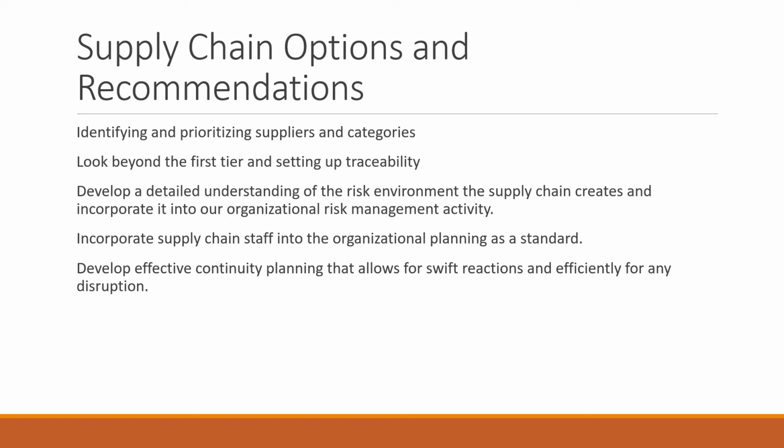The practice of analyzing impacts beyond the first tier is the practice of setting up traceability programs that have the ability to identify and trace the history, distribution, location, and application of products to ensure the reliability and sustainability claims. We can also develop a detailed understanding of the risk environment the supply chain creates and incorporate it into our organizational risk management activity. Finally, developing effective business continuity planning allows us to react swiftly and effectively to any disruptions in operations.